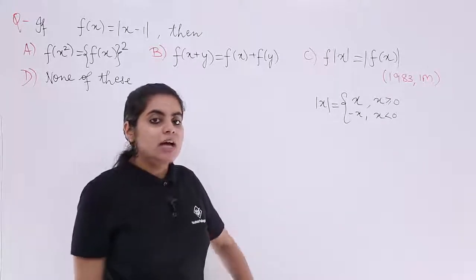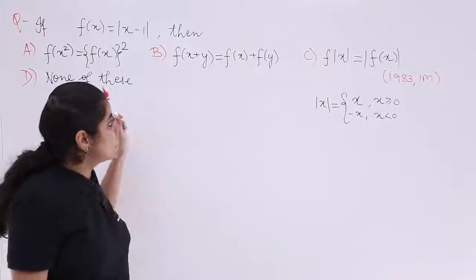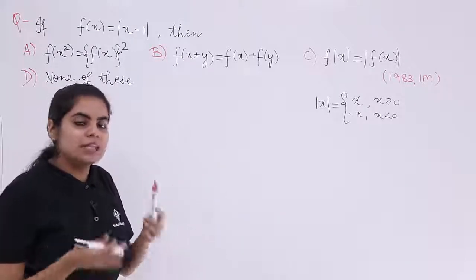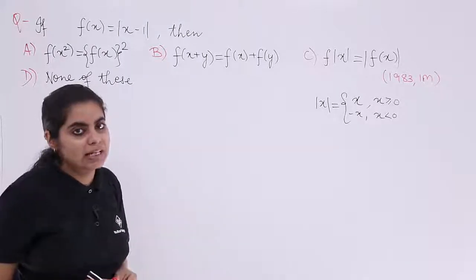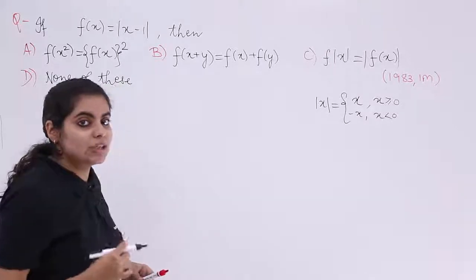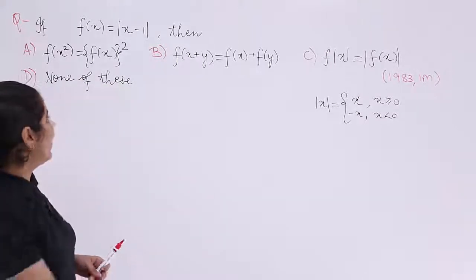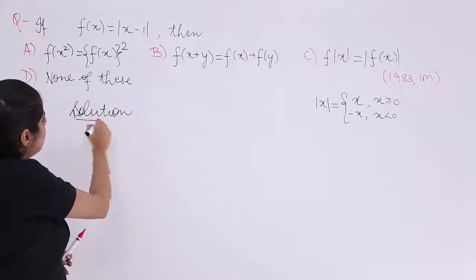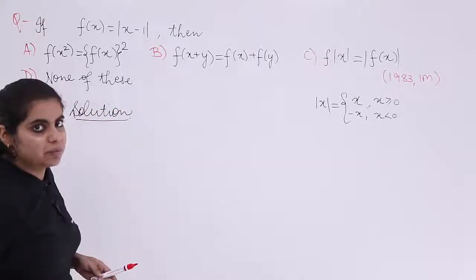Now, we will be taking into consideration all the options one by one. Whichever option is correct, we will stop the question there and then. Let's start with option number 1, that is option A. So, we are checking basically option A.